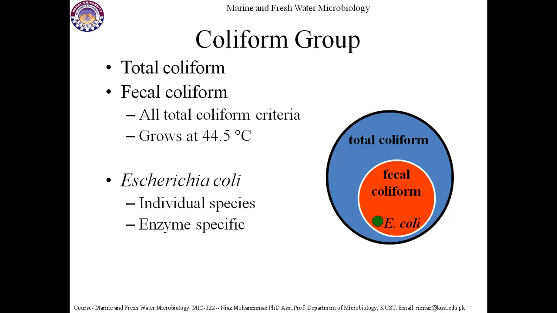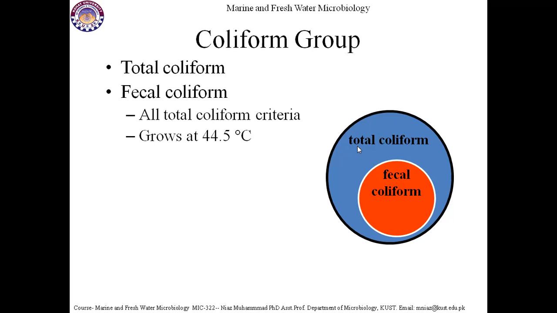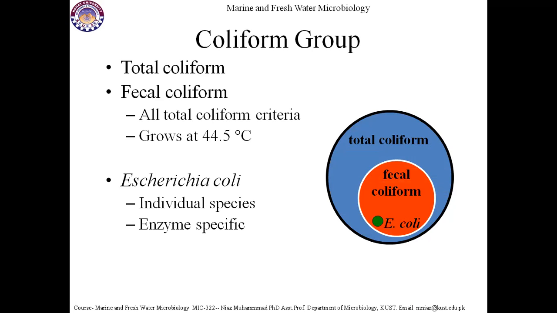Escherichia coli is an individual species, and this is enzyme specific. First we are checking total coliform, then we are checking fecal coliform, and lastly we are checking E. coli, which is an individual species and is enzyme specific. E. coli is normal flora of the human alimentary canal. If E. coli is present in a water sample, it means all pathogens may be present. If E. coli is not present, it means the water is not fecally contaminated and other pathogenic microorganisms must not be present. Therefore, E. coli and fecal coliform are considered as the indicator group, and these organisms survive a longer time compared to other microorganisms in water bodies.